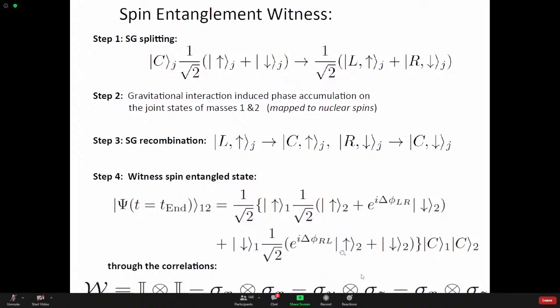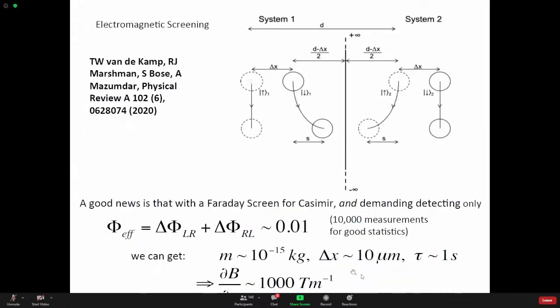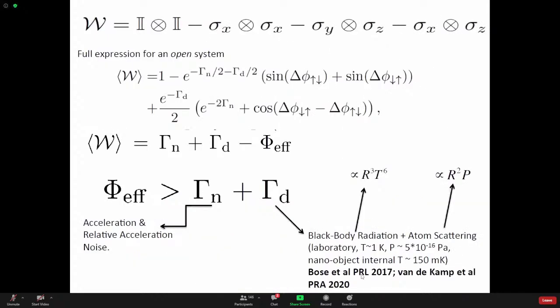So now we can just measure the spins embedded in the masses through what is called the entanglement witness. You complete the interferometers and then measure spin correlation functions. If this combination of spin correlation functions is negative, then that means the states are entangled. This is called an entanglement witness.